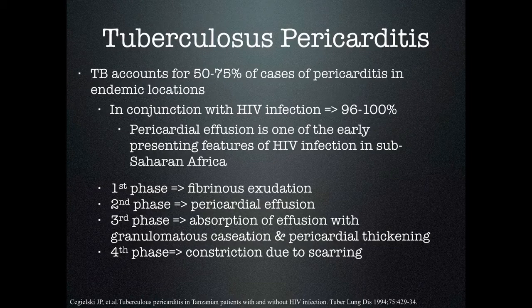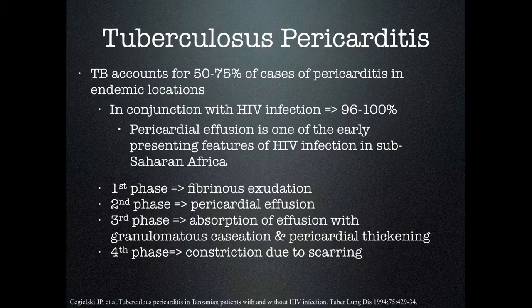In endemic locations, in patients that have HIV infections, pericarditis is almost always due to TB. In fact, in sub-Saharan Africa, where TB is endemic, if a patient has HIV, pericardial effusion is one of the earliest presenting features. There are 4 phases of tuberculosis pericarditis.